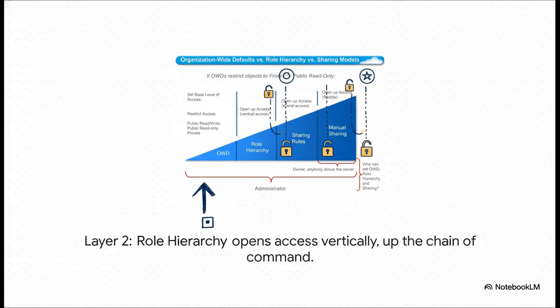A manager automatically gets a kind of master key to see and do everything their direct reports can. The VP of sales can see all her directors' deals, and those directors can see all their reps' deals. It just flows right up the chain.